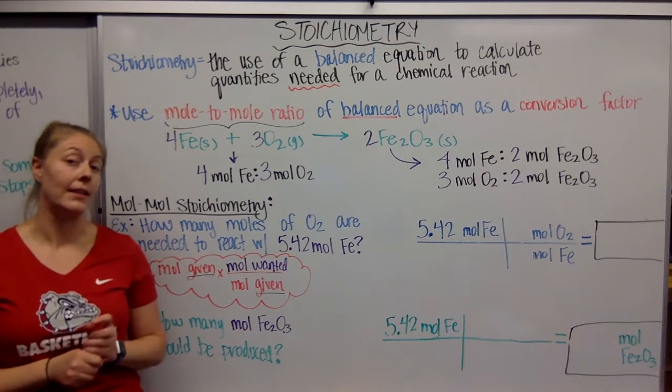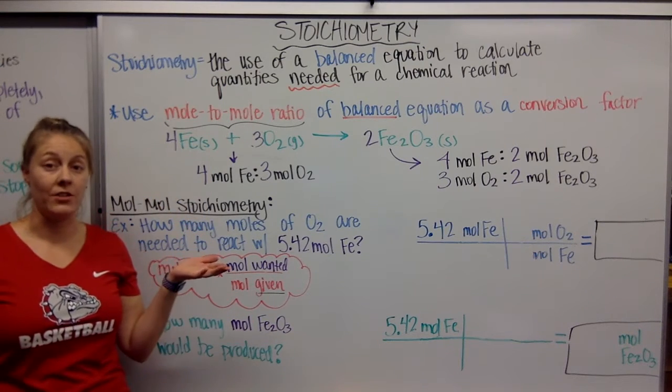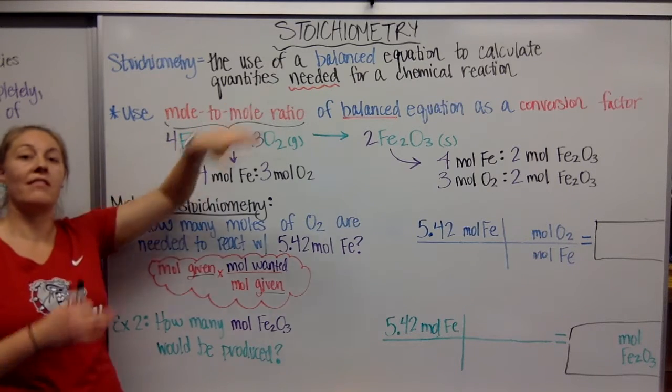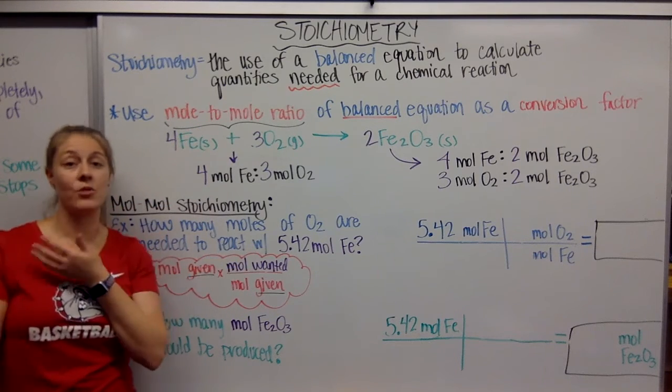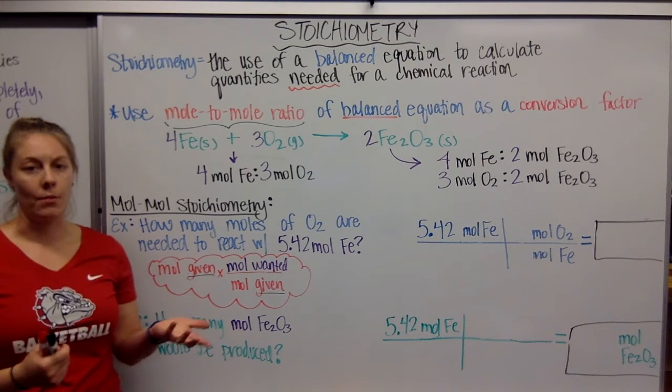Stoichiometry is the same kind of idea in chemistry. We're using a balanced equation, those balanced equations that we've been interpreting, to calculate the quantities needed for a chemical reaction. So how much of each of our reactants do we need to form whatever product we're trying to form in a chemical reaction?